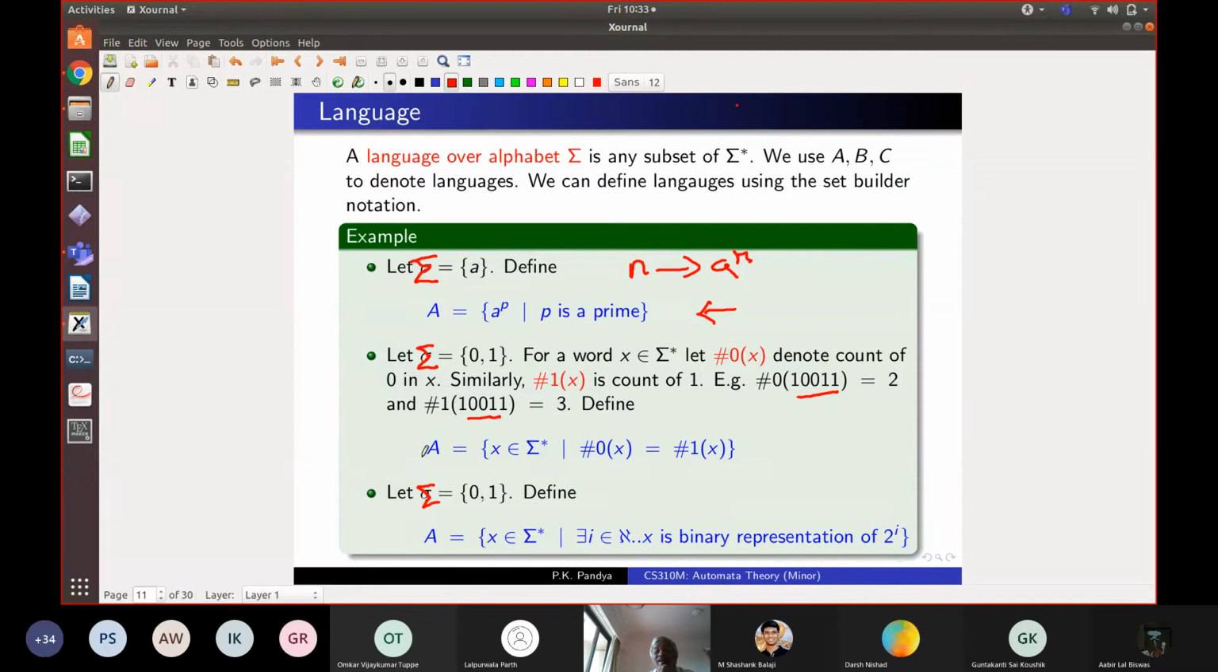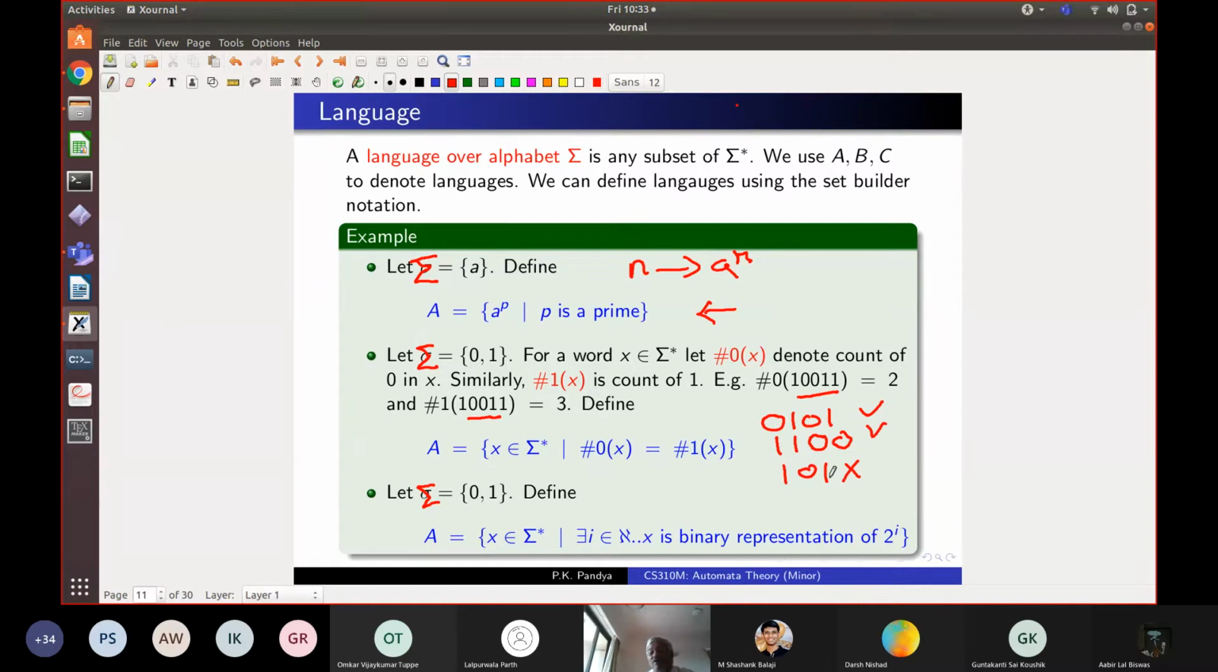Now we define a language A as all words over this binary alphabet in which the count of 0 is the same as the count of 1. What are some typical words which will be in this language? 01 will be in the language. 1100 will be in the language. But 101 will not be in the language. Right? Why?